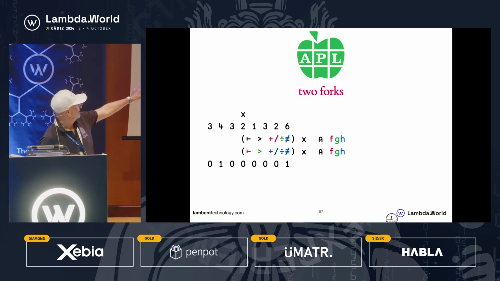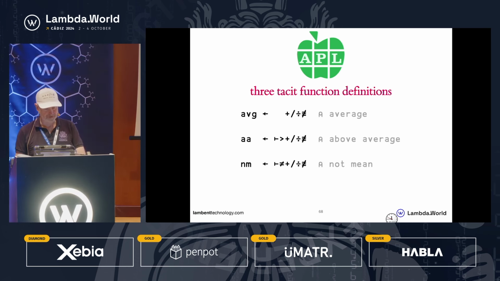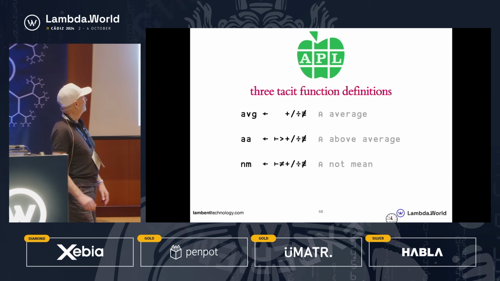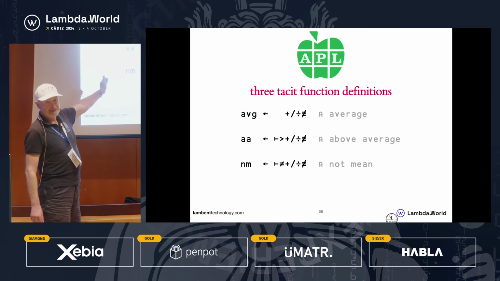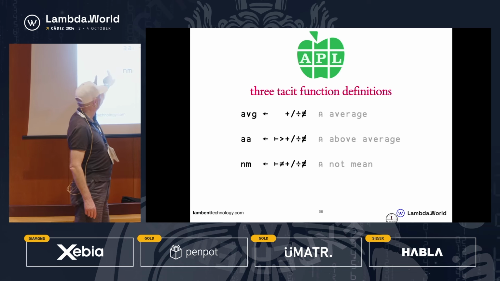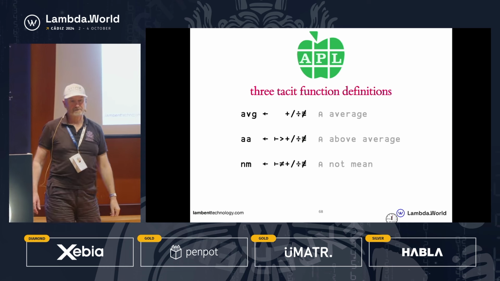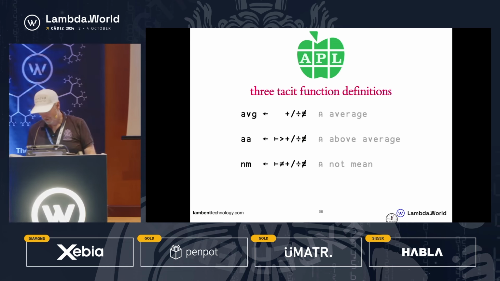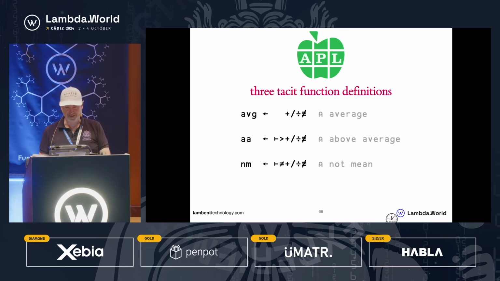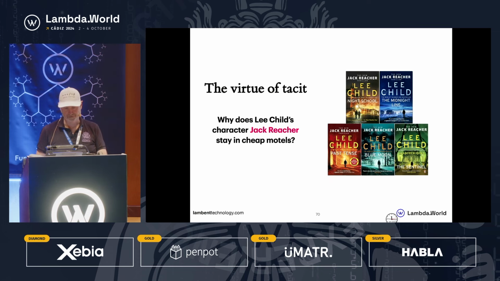So you can see the elements of how we compose the forks together. And here we've got three examples of the Tacit style, fairly simple ones. The average, above average, and this one which identifies all the elements which are not the mean, which my friend calls don't be mean. There are limits to Tacit. These are my thoughts on when not to use them.